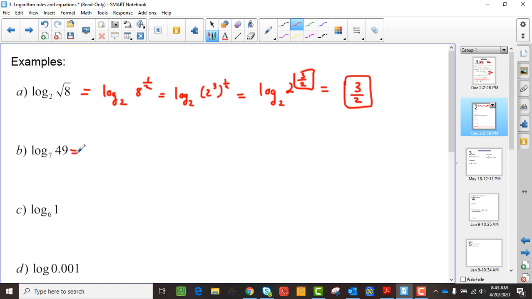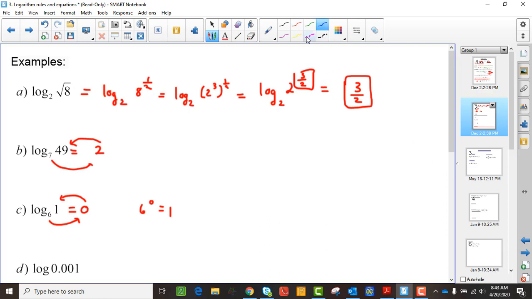Log base 7 of 49. Well, that's 2 because 7 squared is 49. Log base 6 of 1 is 0 because 6 to the 0 is 1. All right, so base raised to the exponent equals the argument. Again, up here, base raised to that exponent equals that argument. All right, 7 squared is 49.